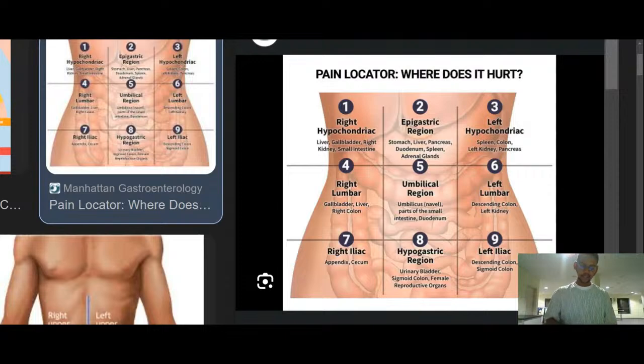Now, let me just look at my notes to find where is cholecystitis.